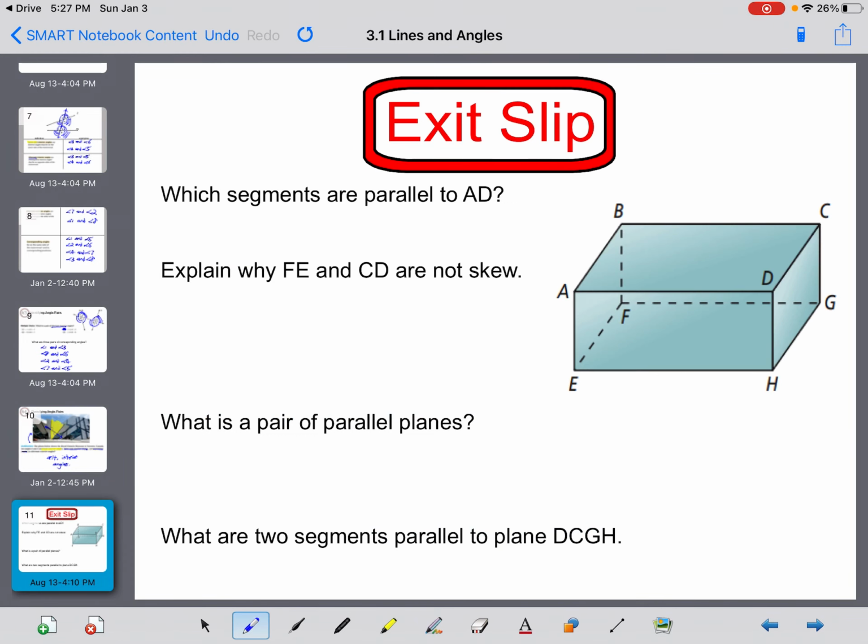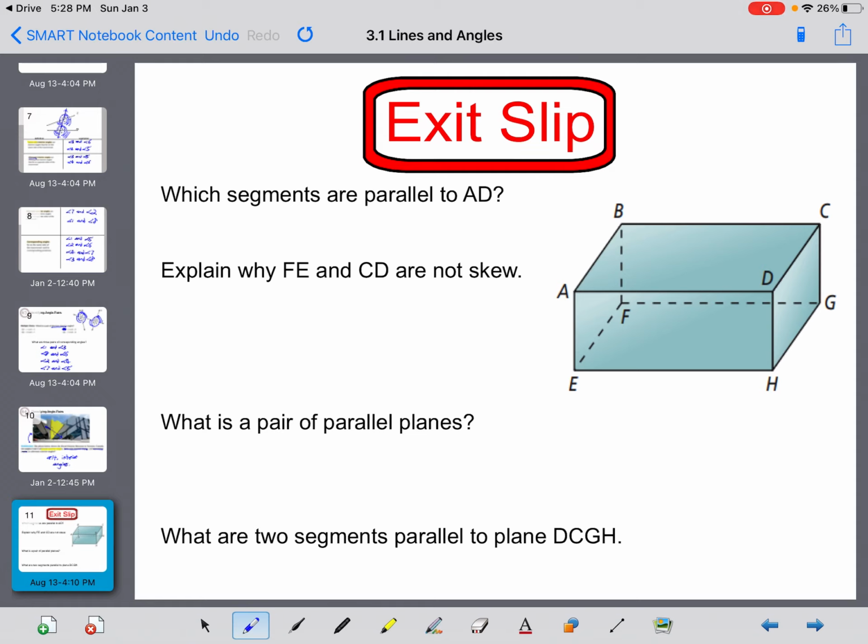Okay. Here's your exit slip. It says which segments are parallel to line AD. Well, tell me which lines would be parallel to AD. All right. Next, they would want you to explain why FE and CD are not skew lines. Why are these not skew? What is a pair of parallel planes? And what are 2 segments parallel to plane DCGH? So feel free to pause, try these on your own, and I'll check your answers when you submit.